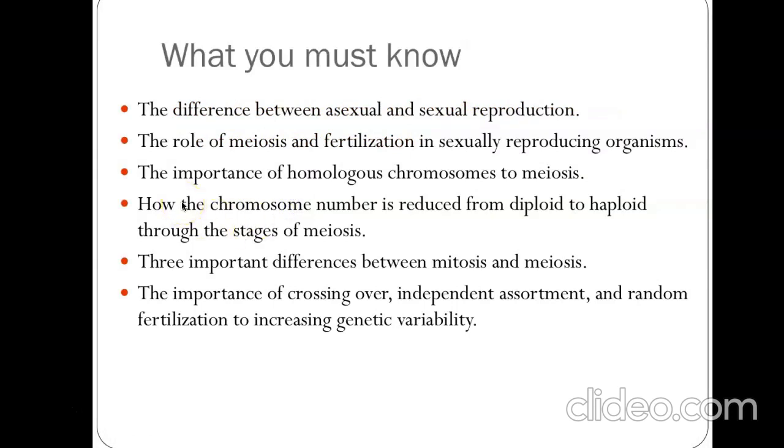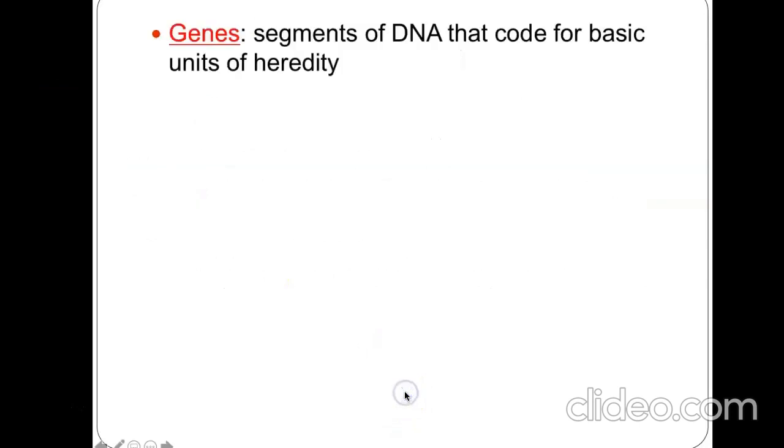These are the things you need to know. Difference between asexual and sexual reproduction, meiosis and fertilization, what those are, what homologous chromosomes are. So be looking out for that word when I discuss it. The words diploid and haploid, how those change through the process of meiosis. The differences between mitosis and meiosis. So I am going to bring mitosis back. Okay, so just be ready for that. And then the importance of crossing over, independent assortment, random fertilization to increase genetic variability.